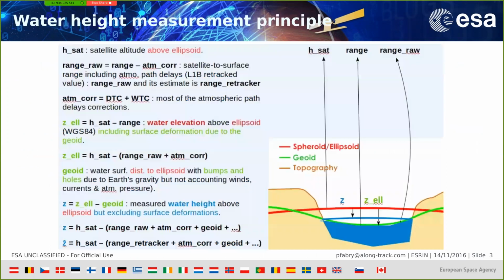Let's go over the principle of water height measurement. Basically, it exploits the altimeter altitude and the retracked range, as well as corrections.